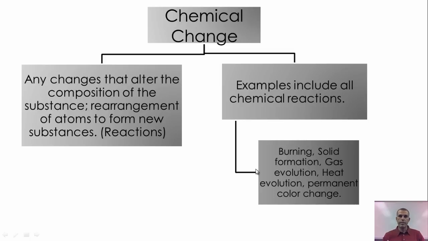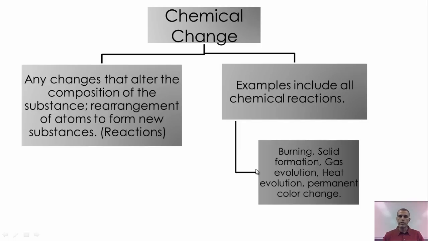And anything that involves a chemical reaction is considered to be a chemical change. Some signs of chemical reactions, or things you would look for, would be burning, solid formation, gas evolution, heat evolution, permanent color change. We're talking about endothermic or exothermic reactions, where you get heat given off. You're going to see flames, maybe you can see sparks. You see a precipitate forming. Those are all signs of some chemical change that's occurring, and the substance is no longer what it was originally.